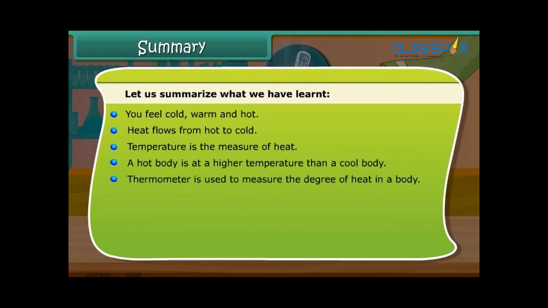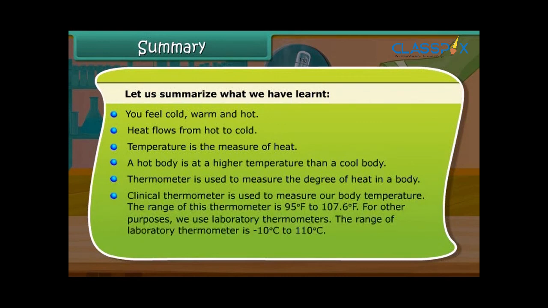Thermometer is used to measure the degree of heat in a body. Clinical thermometer is used to measure a body temperature. The range of this thermometer is 95 degree Fahrenheit to 107.6 degree Fahrenheit. For other purposes, we use laboratory thermometers. The range of laboratory thermometer is -10 degrees Celsius to 110 degrees Celsius. The normal temperature of human body is 98.6 degree Fahrenheit.